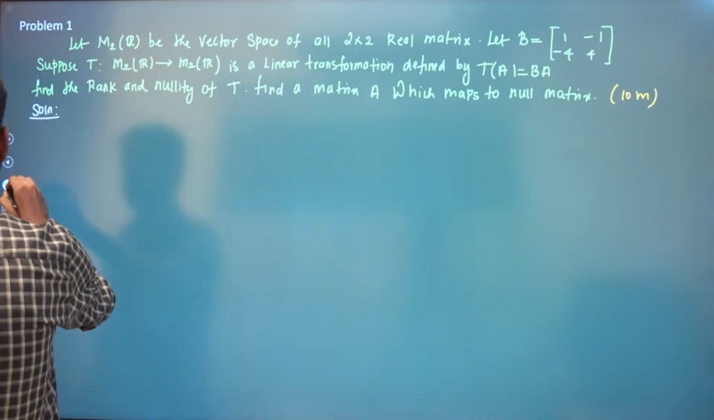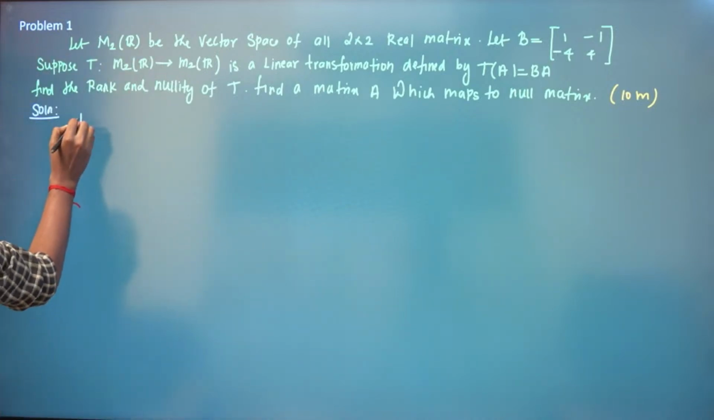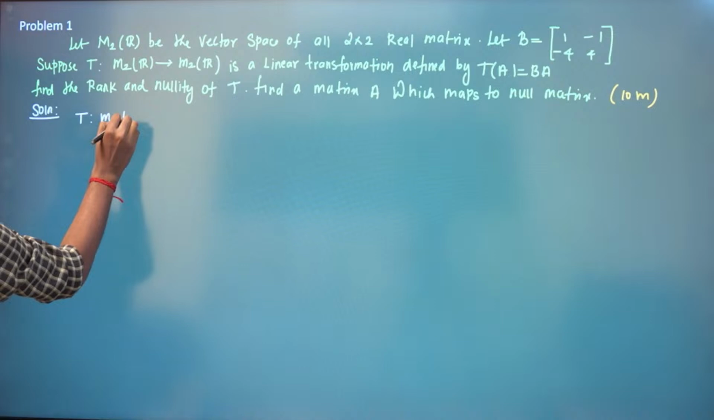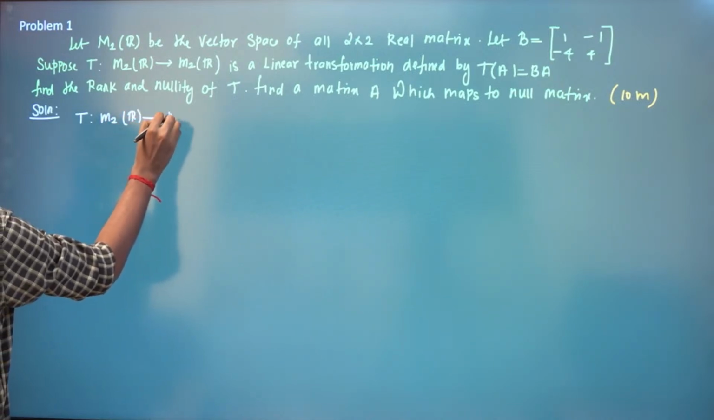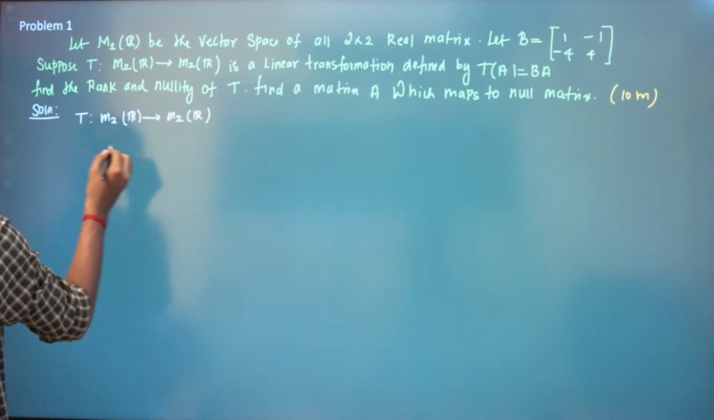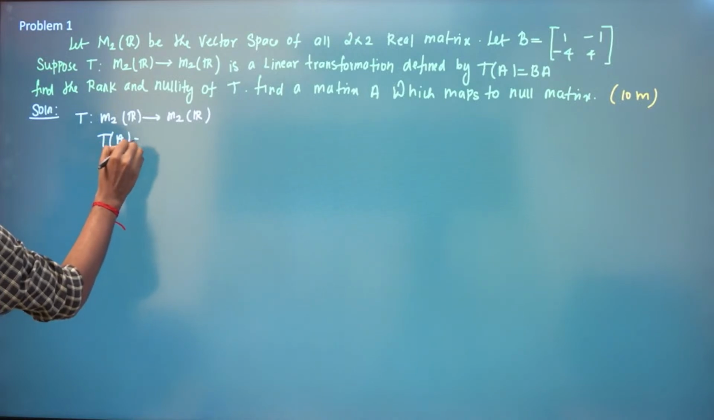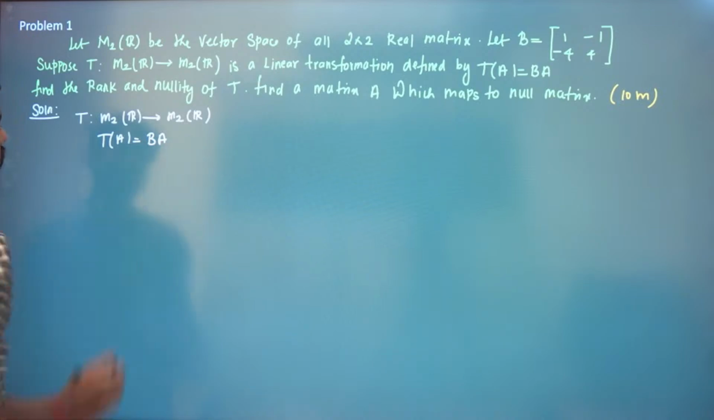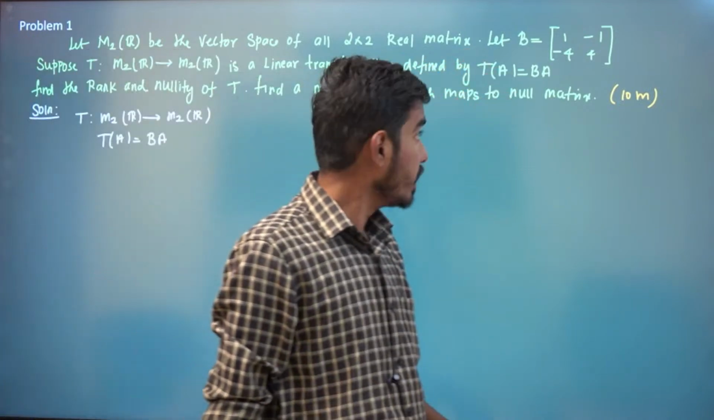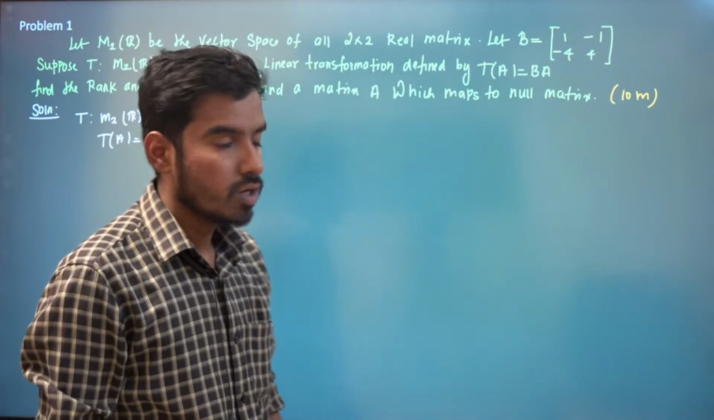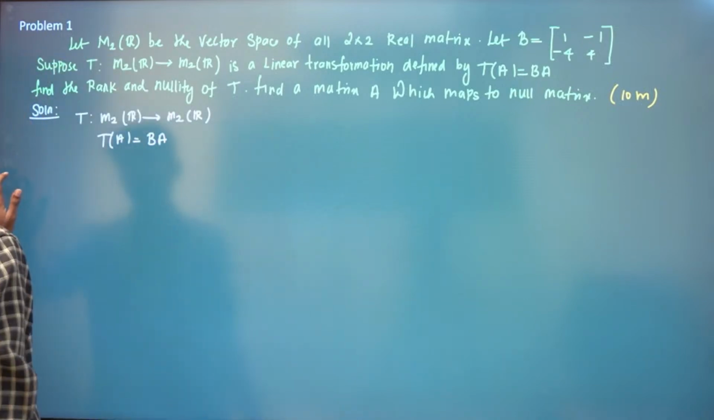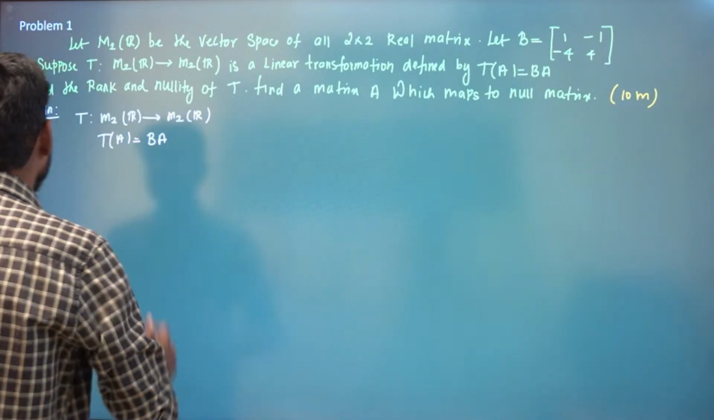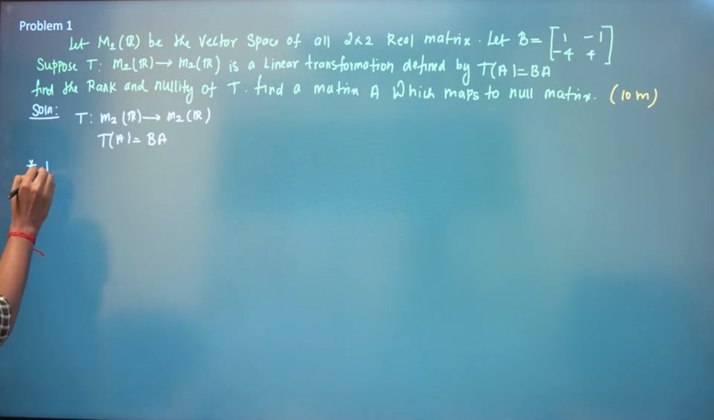First, they have given that T is a map from M2 of R to M2 of R given by T of A equal to B times A, where B is the matrix 1, minus 1, minus 4, 4. We will find the matrix of T with respect to the standard basis. So first we will find the matrix of T with respect to the standard basis.